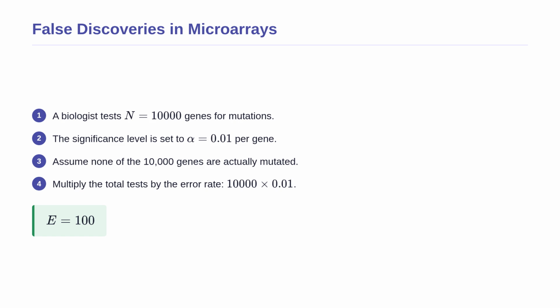The final answer is 100 expected false discoveries. Physically, this means even if the cancer cell is completely identical to a healthy cell, the computer will falsely flag 100 genes as being mutated. This is why advanced statistical corrections are mandatory.